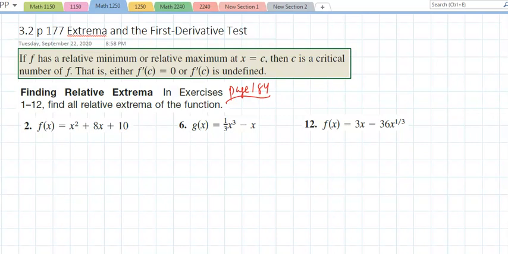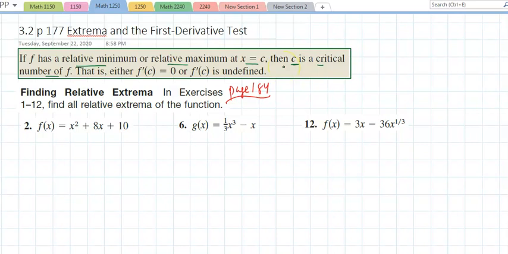Section 3.2 is a continuation of what we just did in 3.1, and we already did most of the work. We just didn't really finish it up because they didn't ask for it, and that's finding a relative maximum or relative minimum. If f has a relative maximum or a relative minimum at x equals c, then c is a critical number of f. So if you have a maximum or a minimum, it must occur at the critical numbers, and we know to find the critical numbers from the previous section.